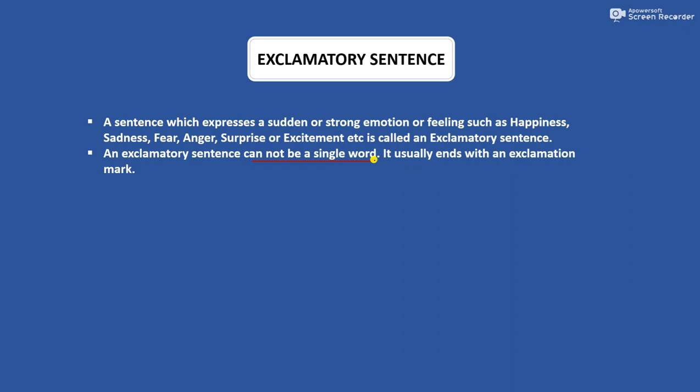So definitely when you have words that express your sudden emotions, you cannot say that that single word is an exclamatory sentence altogether. This is something that we need to remember. And here again, the exclamatory sentence ends with the punctuation, that is the exclamation mark. So let us see this with the help of examples.